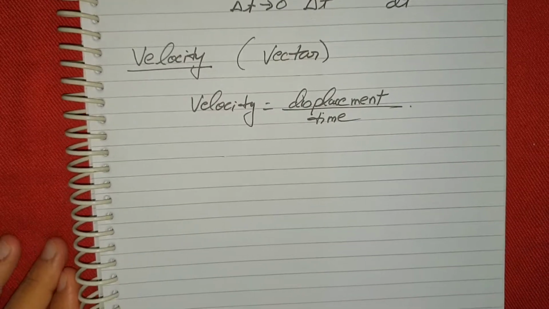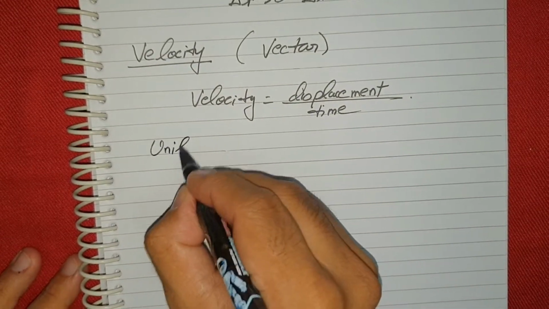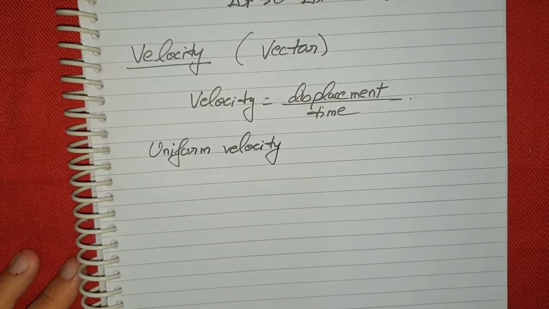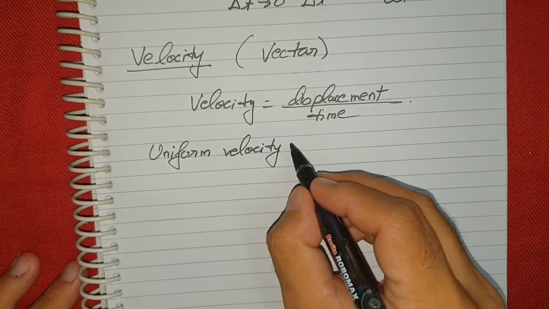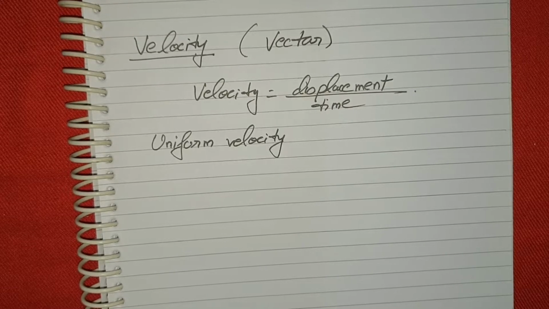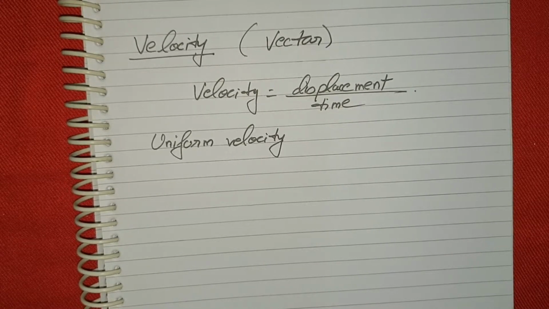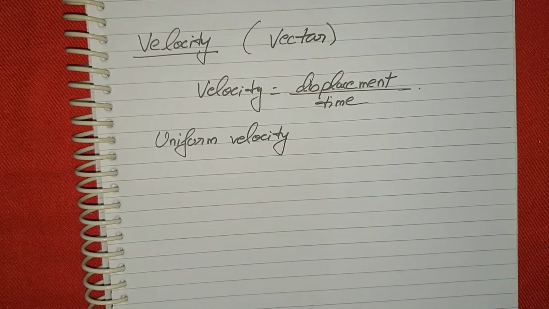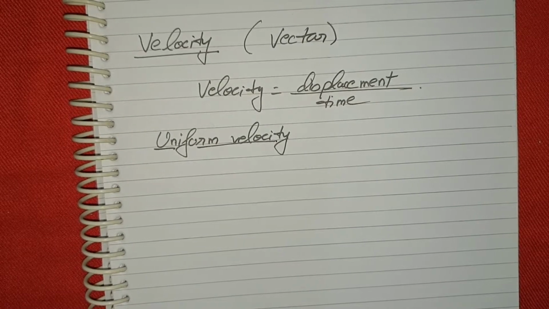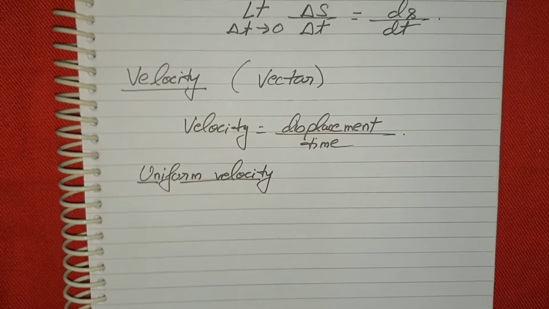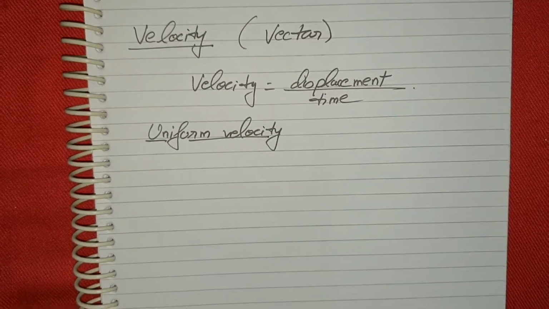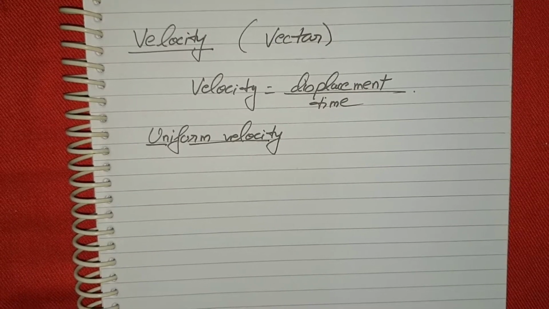Now, just like speed, where we have uniform speed and non-uniform or variable speed, we have uniform velocity and non-uniform or variable velocity. An object is moving with a uniform velocity if it undergoes equal displacement in equal intervals of time, howsoever small these intervals may be.